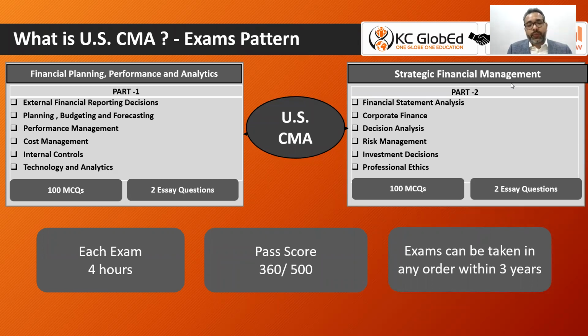And each exam would be of 4 hours, and you need to score 360 out of 500 to pass the individual part of the exam. And in this 4 hours of examination, you'll be getting an additional 50 minutes of break where you can refresh yourself, do some stretching, munch something, to get back to the examination center. And this exam can be taken in any order within 3 years of your admission. So once you take the admission, in 3 years, in any sequence, you can sit for any exam at any time in the 6-month window of every year, right?